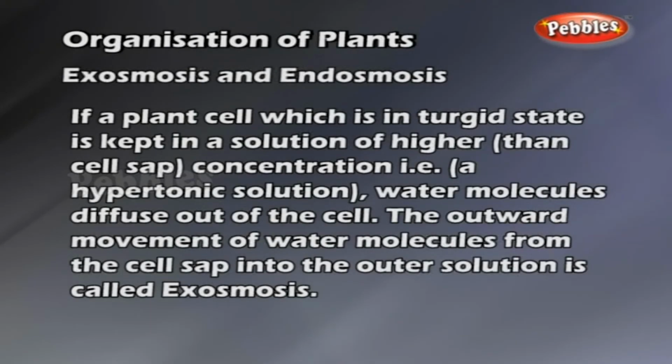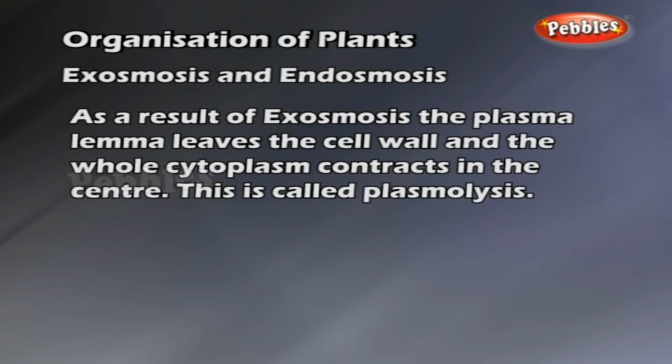Exosmosis and endosmosis. If a plant cell which is in a turgid state is kept in a solution of higher than cell sap concentration, that is, a hypertonic solution, water molecules diffuse out of the cell. The outward movement of water molecules from the cell sap into the outer solution is called exosmosis. As a result of exosmosis, the plasmalemma leaves the cell wall and the whole cytoplasm contracts in the center.